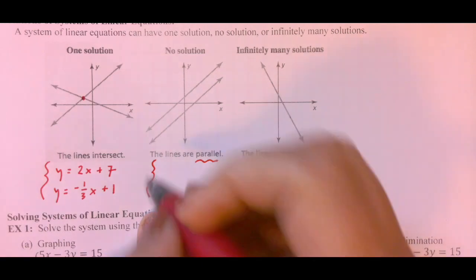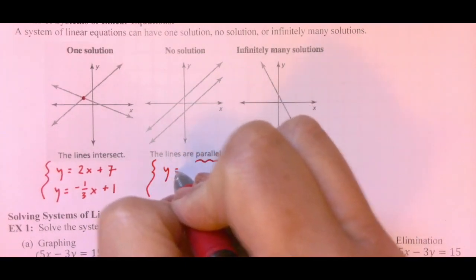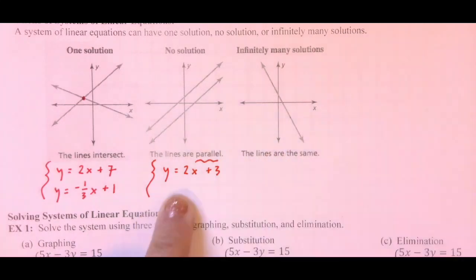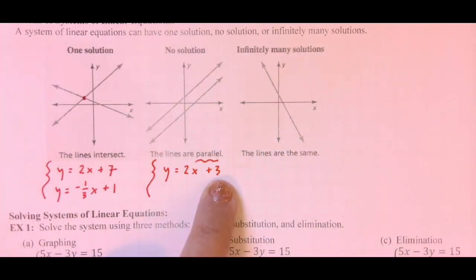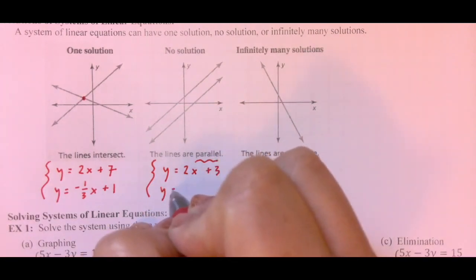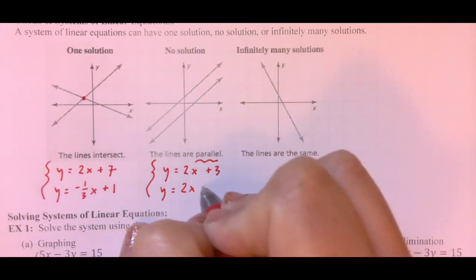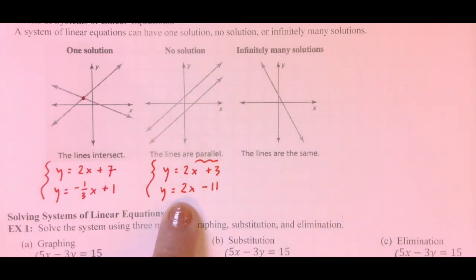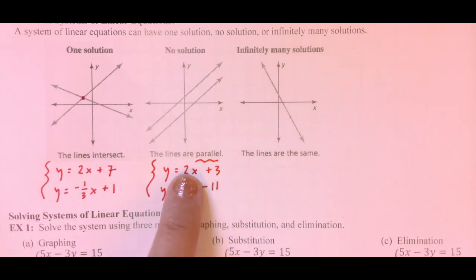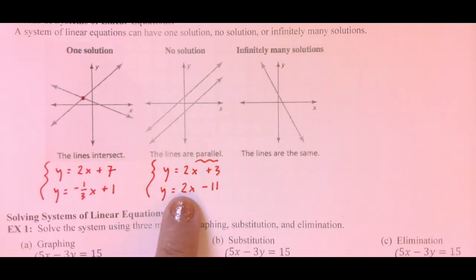Here, if the lines are parallel, never going to cross, that means that they'd have to have the same slope. So that could look like y equals 2x plus 3. The slope is 2, the y-intercept is at 0, 3. And then another one could be y equals 2x minus 11. So same slope of 2, different y-intercept. These lines would never cross because they have the exact same slope of 2.